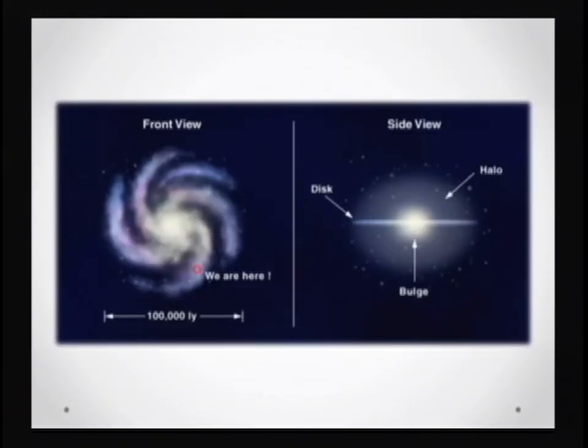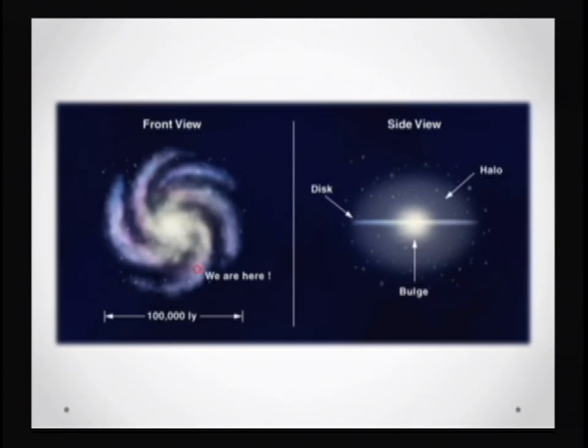So guys, here's one of those pictures. We are here. You can see that we're about 100,000 light years across. You can see that kind of front full-on view. You see that little red circle about where we are. You see that core and then the spiral arms coming off of that. And then if you look at the picture on the right, that's kind of that side view.